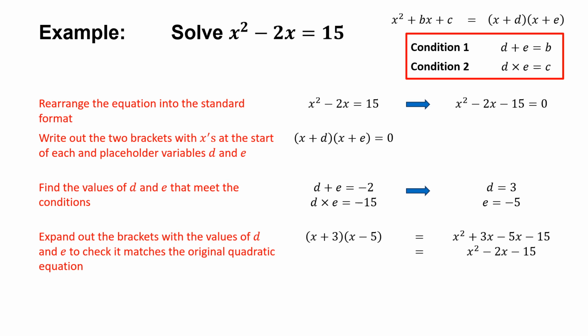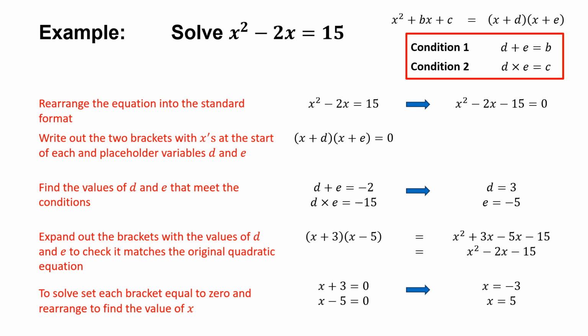Now we want to do a sanity check and make sure that we haven't missed something. Let's expand this out to double check that this gives the original quadratic equation. We get x squared plus 3x minus 5x minus 15, which simplified is x squared minus 2x minus 15, which is the original equation. So we know we're on the right path.